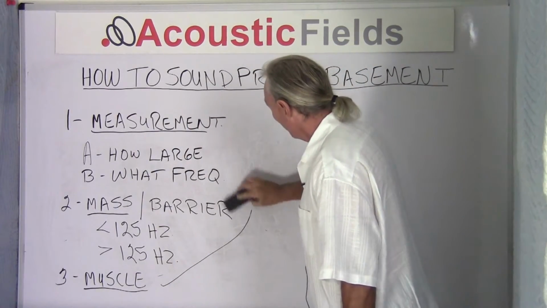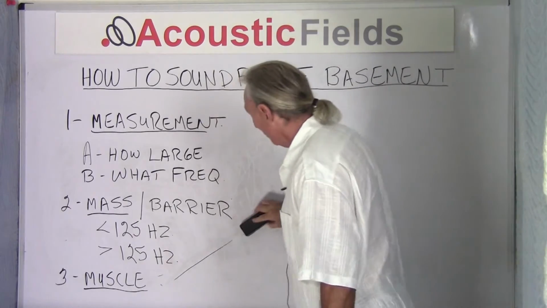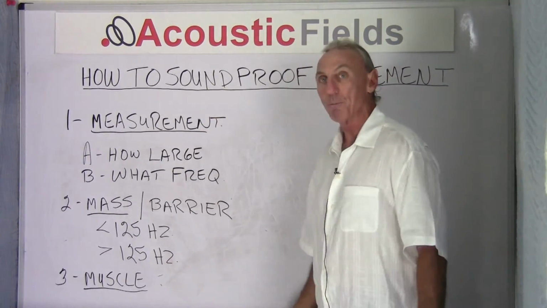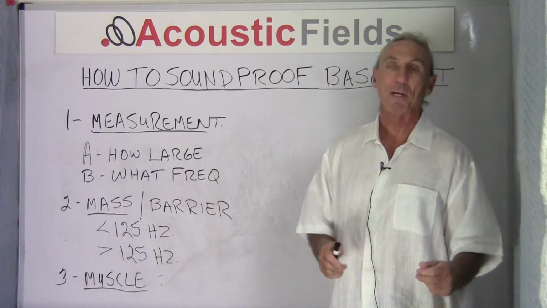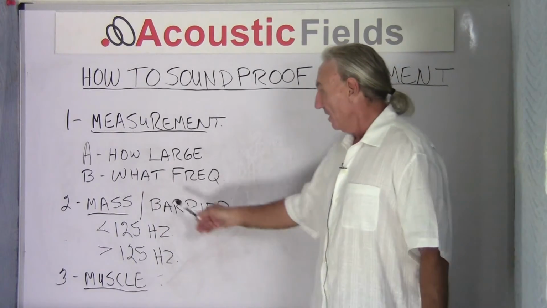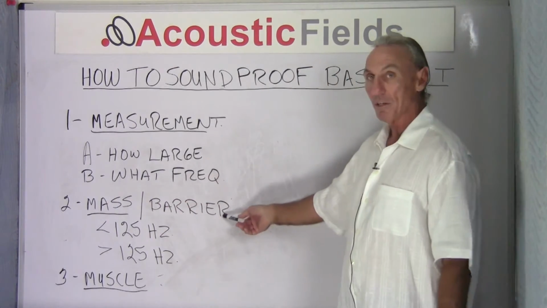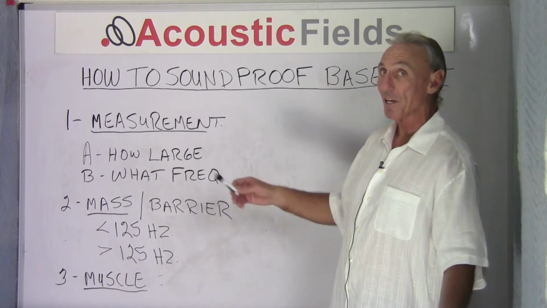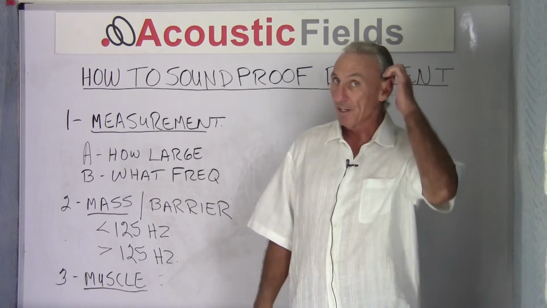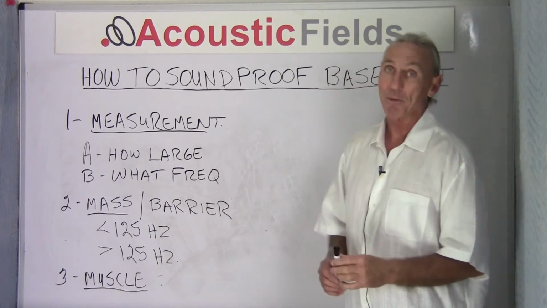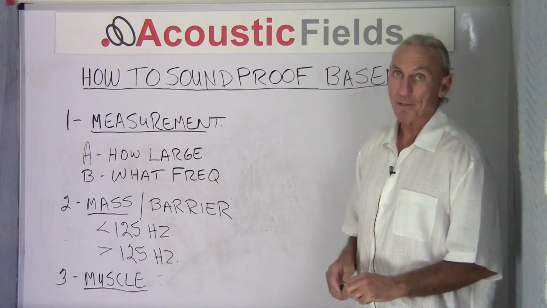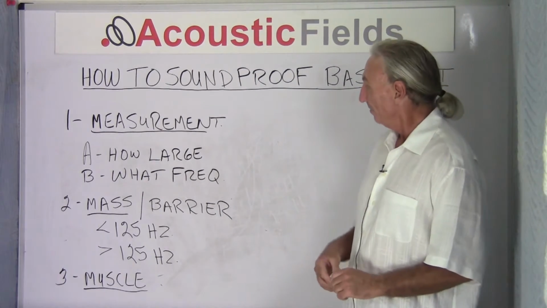The first one's measurement. So what are our issues? What are we trying to figure out? Let's put a number to it. Putting a number to it makes it a lot easier because the number will tell us how much mass we need to use in our barrier to keep noise out or to keep noise in. It'll also tell us how much labor and materials we're going to need, so that's really good for estimating job prices and costs.